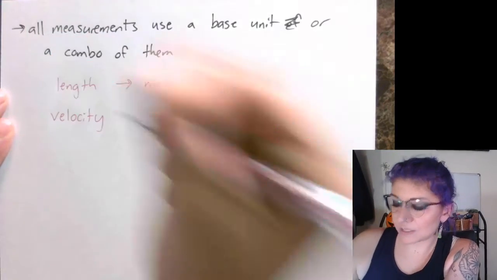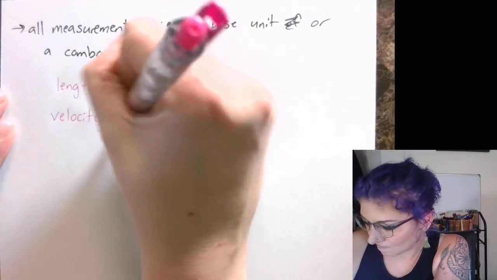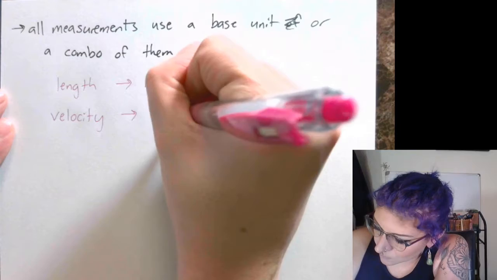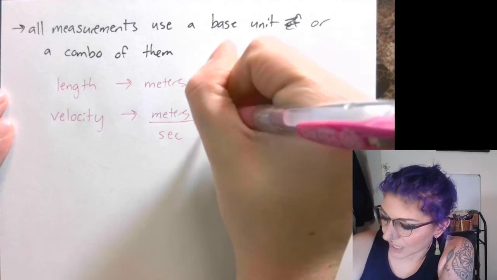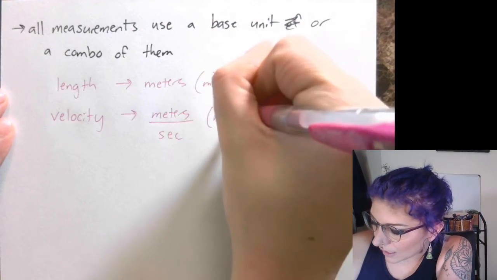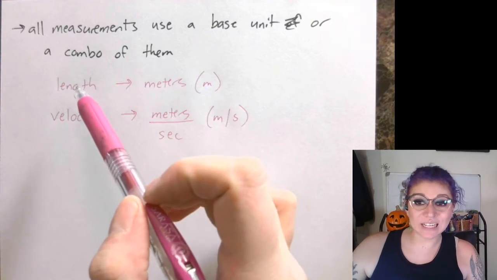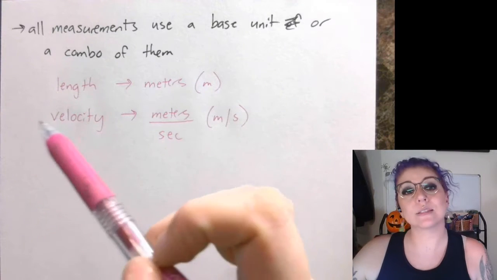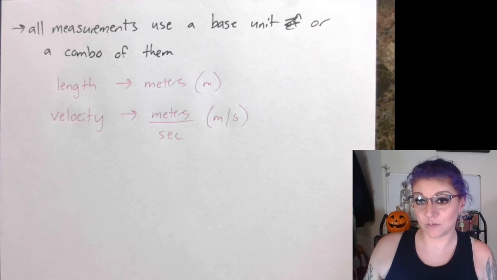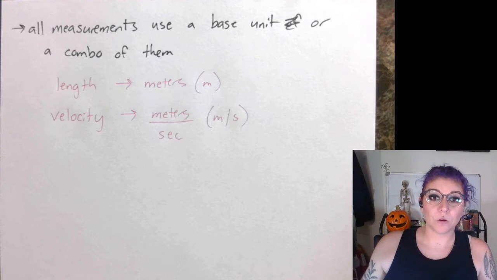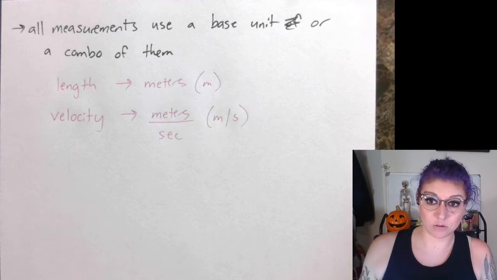If you go on to take physics, you'll learn more about velocity. Velocity is meters per second, m/s. So we see that here, length is straight up just one of the base units, but velocity is a combination of them. So all the measurements we take, all of them, are just some combination of the base units.